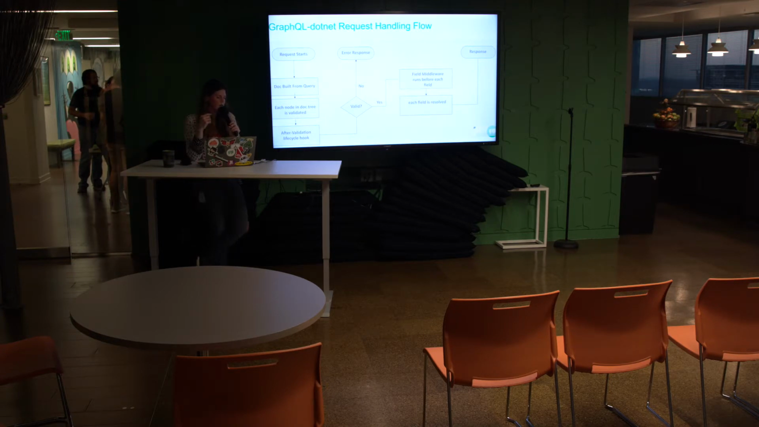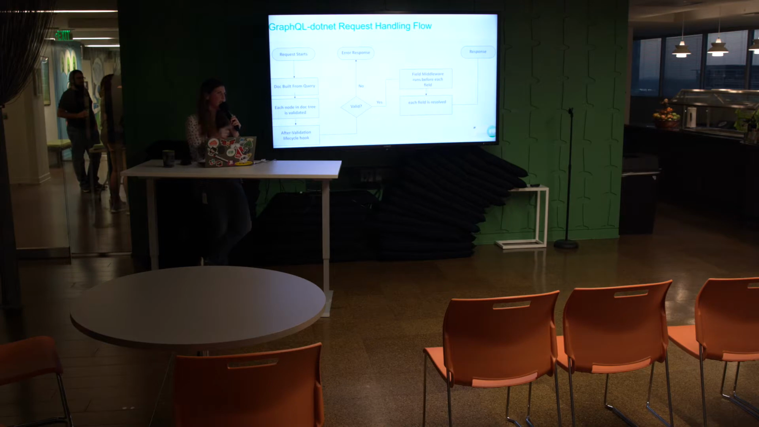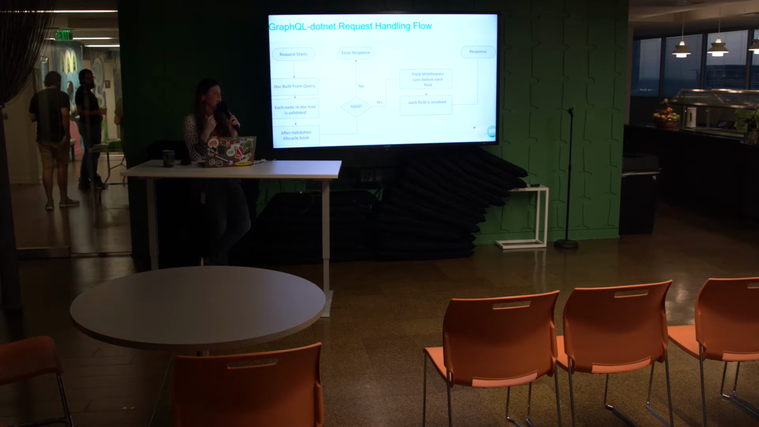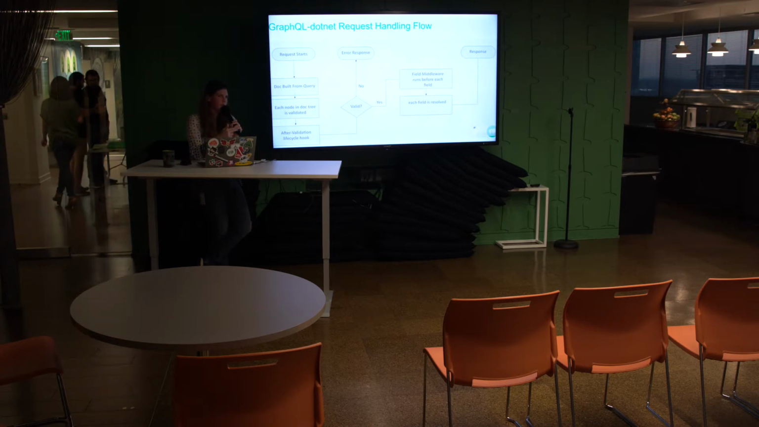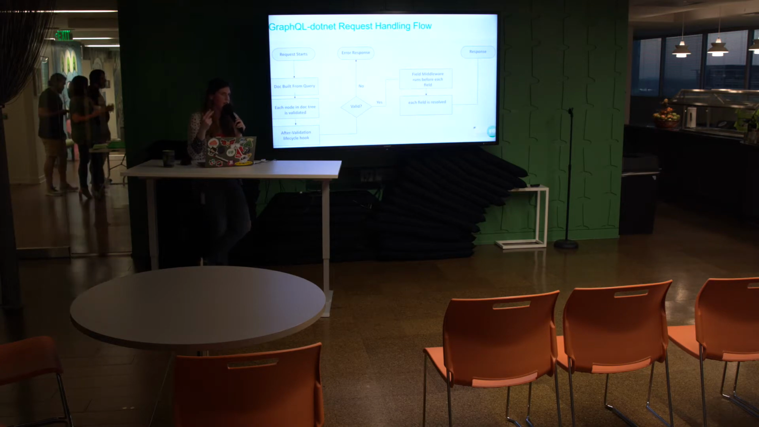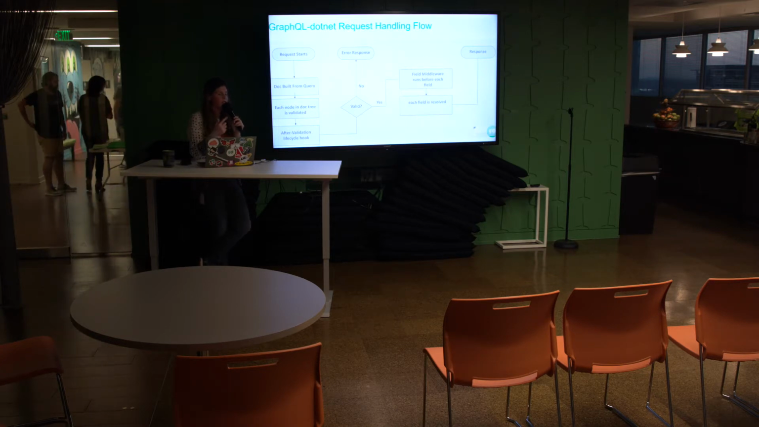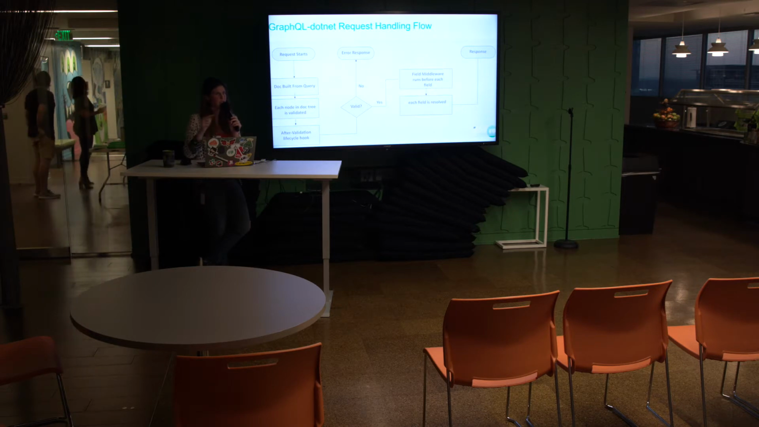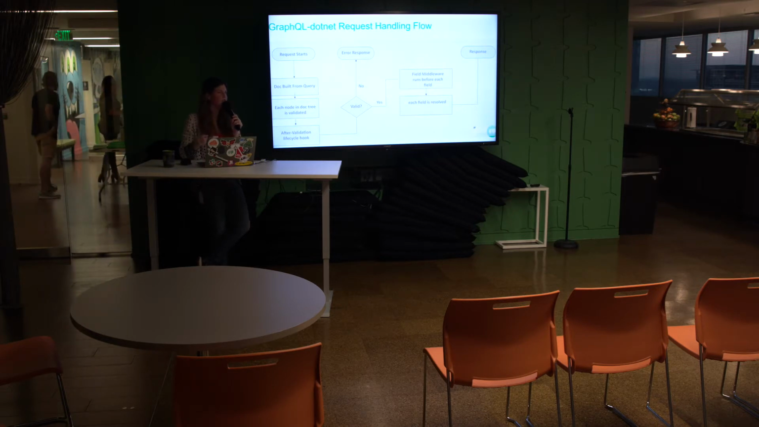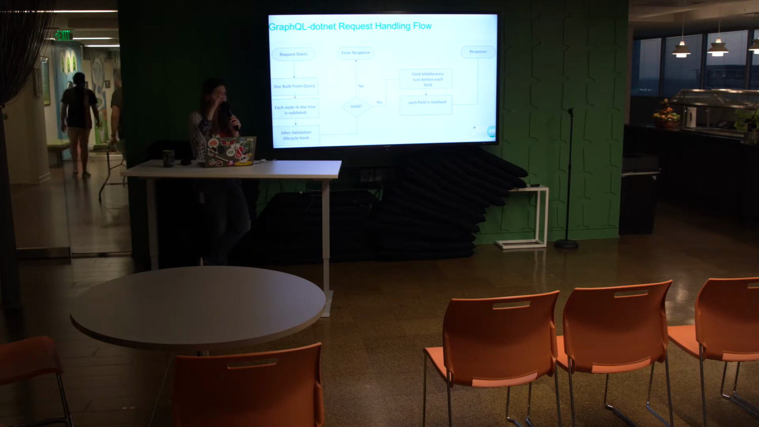Recall when we did the Hello World and we set up the services collection additions, one of them was a validation rule. What it's doing is checking the field definition for whether authorize has been set, and then checking the user context that you created, where you put the claims principal. It's asking, one, has this been set to need authorization? And two, does the user that we have a claims principal for have the same authorization as we said this thing should have? And if it finds one that it hasn't, when it gets to that node, it sets an error.